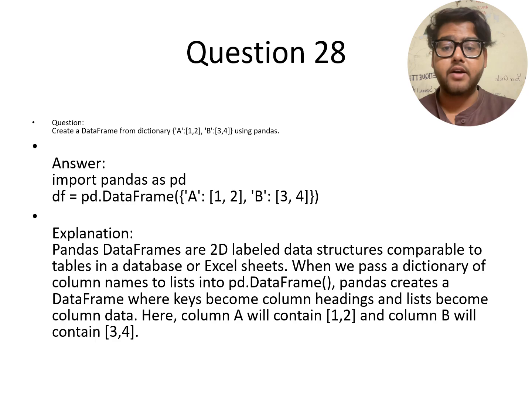Question number 28. Create a data frame from a dictionary using pandas. Pandas data frames are 2D labeled data structures comparable to tables in a database or Excel sheets. When we pass a dictionary of column names to lists into pd.DataFrame, pandas creates a data frame where keys become column headings and lists become column data. Here column A will contain 1, 2 and column B will contain 3, 4.